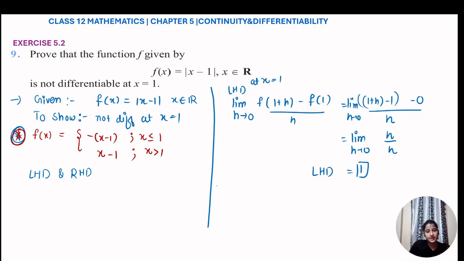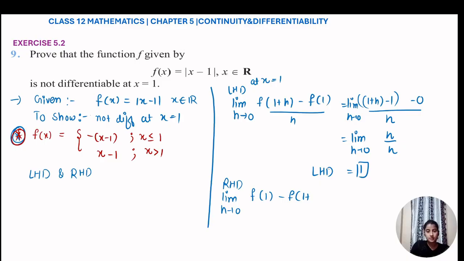Now let's find our right hand derivative. I can do it here also, because it's quite a big space. So our right hand derivative is limit of h tends to 0, and we will find it as f of 1 minus h, right?